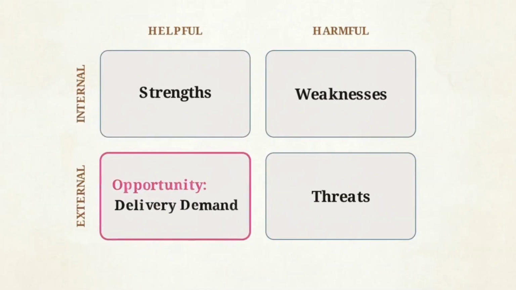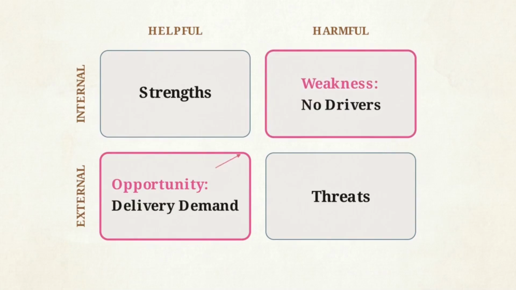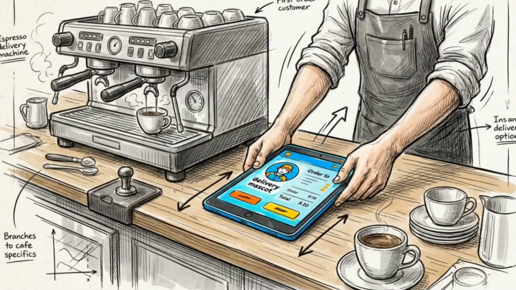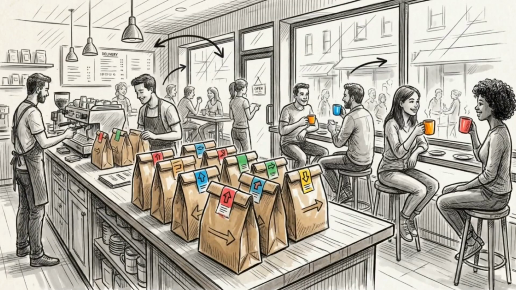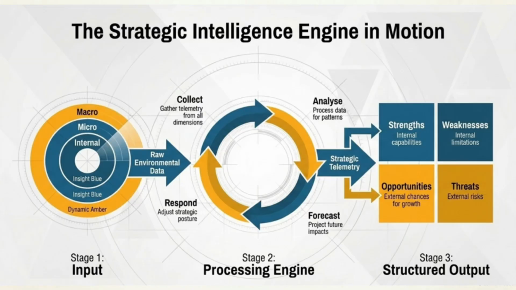By seeing that external opportunity for delivery and admitting they have a weakness because they don't have drivers, the owner partners with a delivery app. While it doesn't make the rival chain disappear, it helps the shop level the playing field and keep its loyal customers. As this slide outlines, making a habit of evaluating your environment ensures legal compliance, encourages adaptability, and ultimately helps you build a long-term competitive advantage.